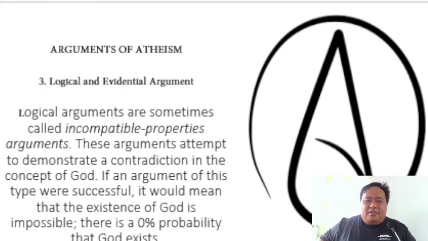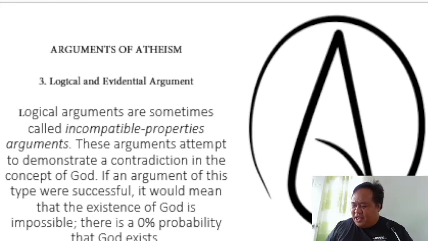Next, logical and evidential argument. Nakalagay dyan. Logical arguments are sometimes called incompatible properties arguments. These arguments attempt to demonstrate a contradiction in the concept of God. If an argument of this type were successful, it would mean that the existence of God is impossible. O, diba? There is 0% probability that God exists. Sabi nga ng mga atheists, logically inconsistent.